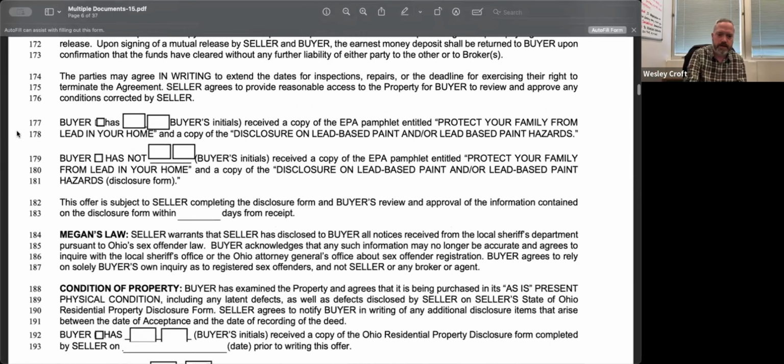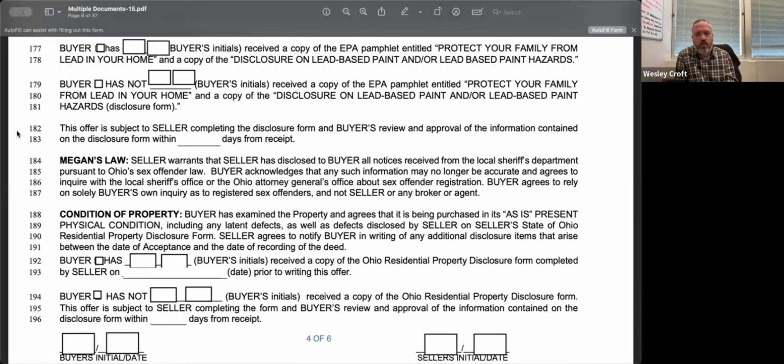Okay. Lines 177 to 183. This is the buyer saying, I have received a copy of the lead-based paint disclosure and the EPA pamphlet, or I have not. When you go onto the MLS to write an offer, hopefully the listing agent has put both the property disclosure and the lead-based paint disclosure on the MLS as attachments that you can download. If they have, on line 177 you check the box and the buyer initials, saying I got those, we're good. If they have not, on line 179, check the box, has not, and have them initial it.